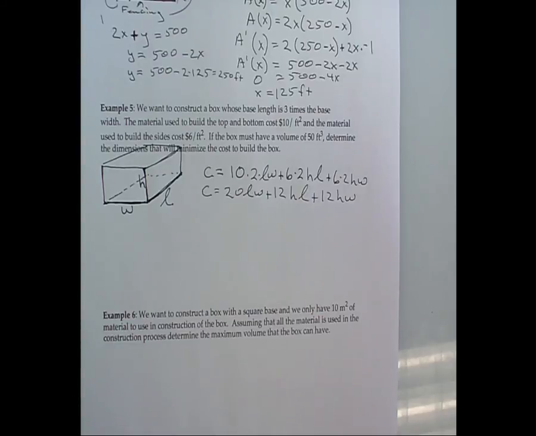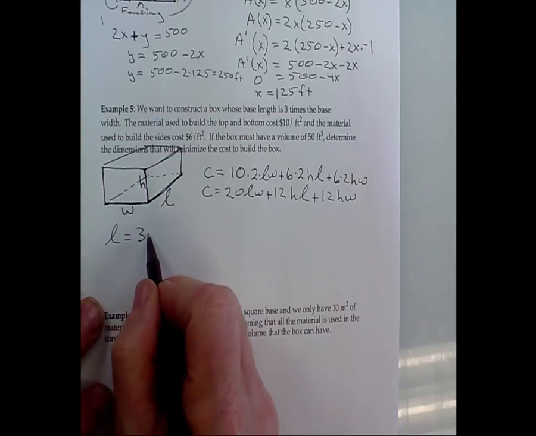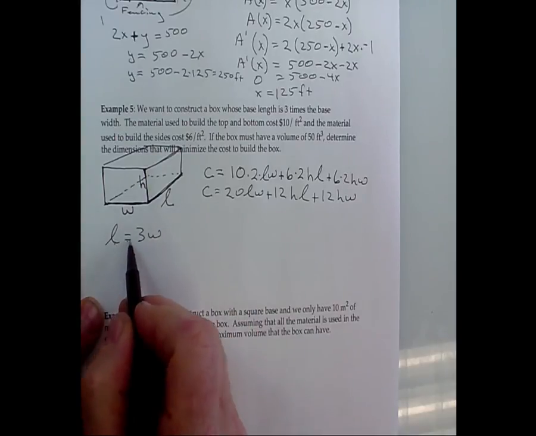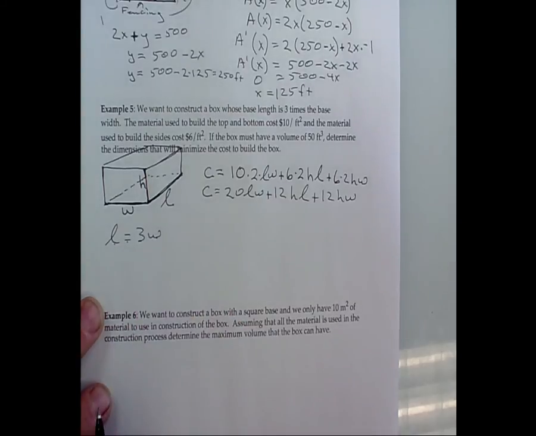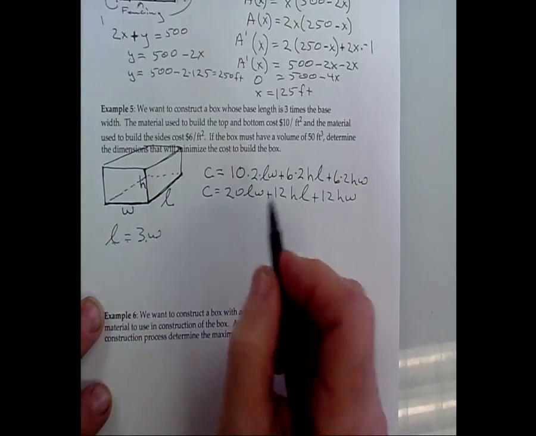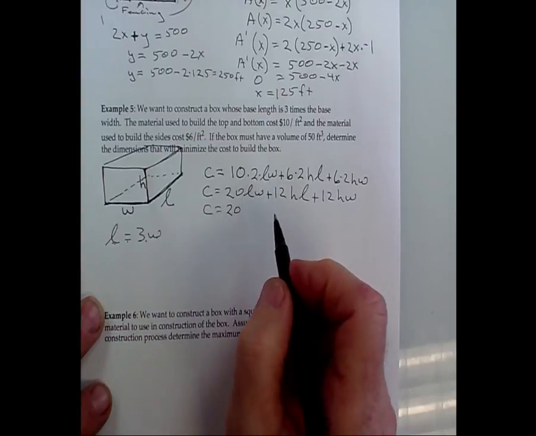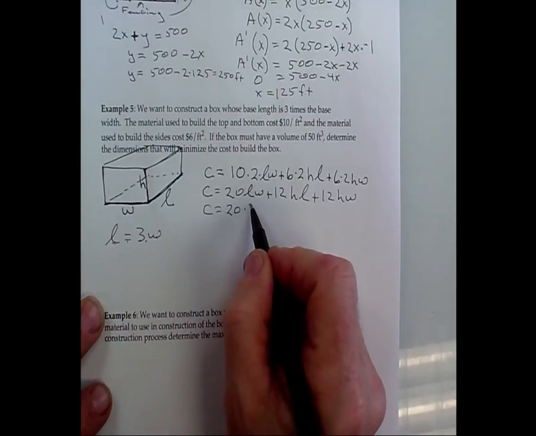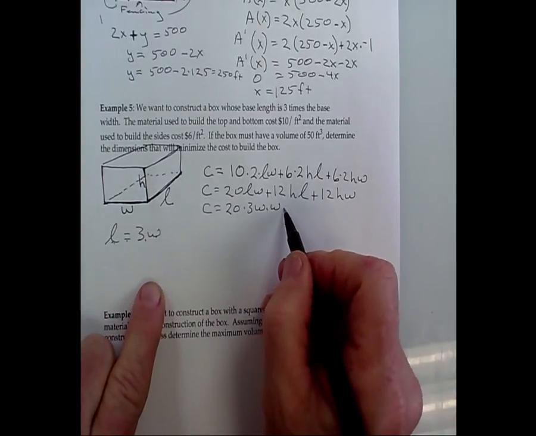Okay, so no clues at all? It says that the base length is 3 times the base width. Oh, L is equal to 3W. Length equals 3 times the base width. So wherever I see an L, I can replace it with 3W. So I got C equals 20 times 3W times W. Does that look okay? Plus, I can't do anything here.